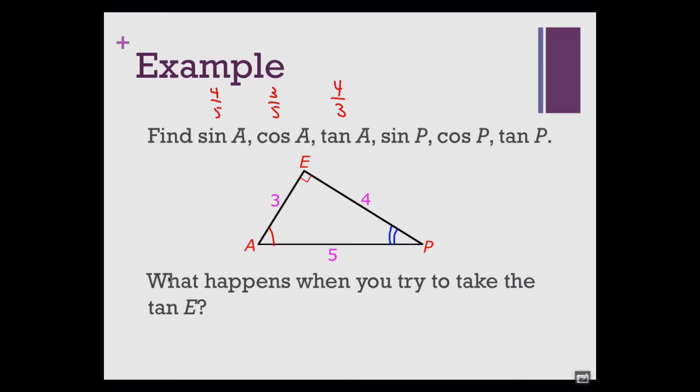3 over 5. What's the cosine of angle P? 4 over 5. And last but not least, what's the tangent of P? Opposite over adjacent.